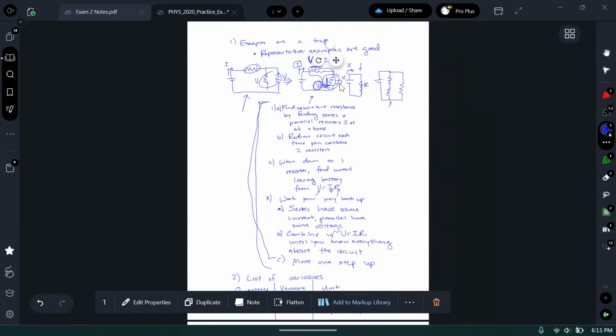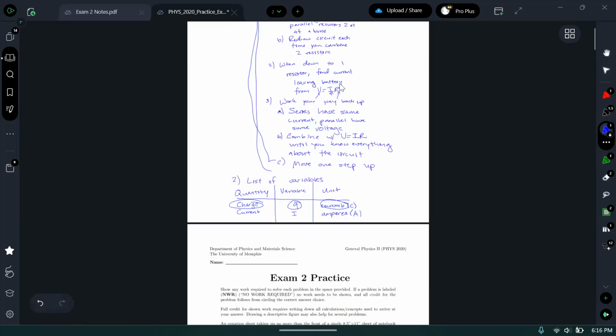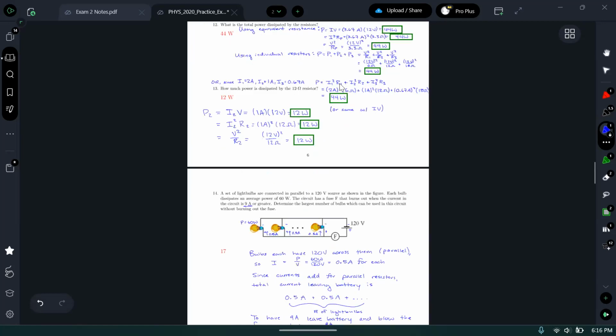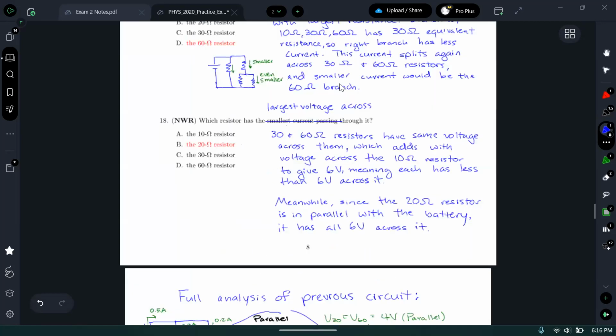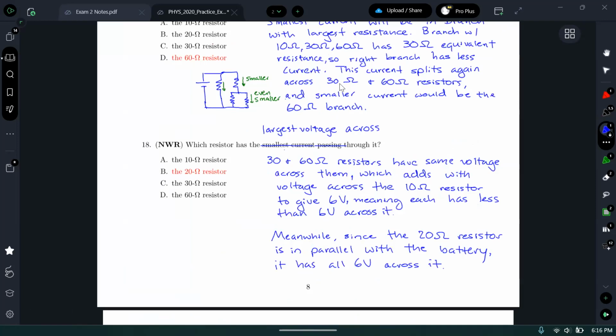All right. Other questions? I have a question on example 18. Okay. What's the question? So I'm confused why 30 and 60 have the same voltage across them, and why the 6 volts is less.